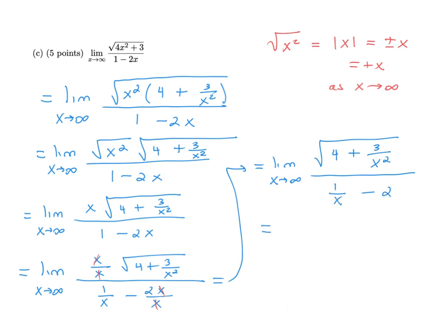We can now evaluate the limit as x goes to infinity. This goes to 0, and this goes to 0. This will leave us with the square root of 4 plus 0 over 0 minus 2. Or the square root of 4, which is 2, divided by negative 2, and the whole thing is equal to negative 1.